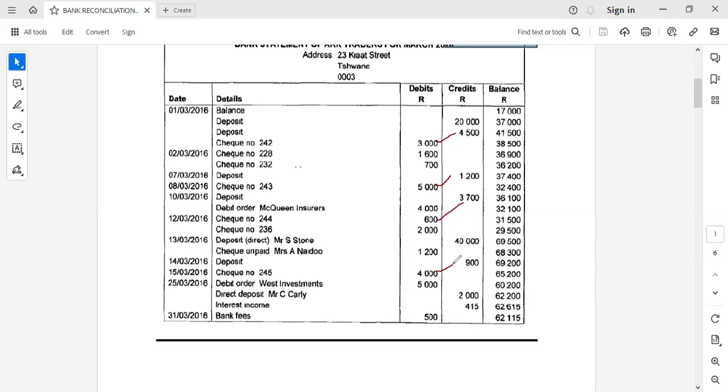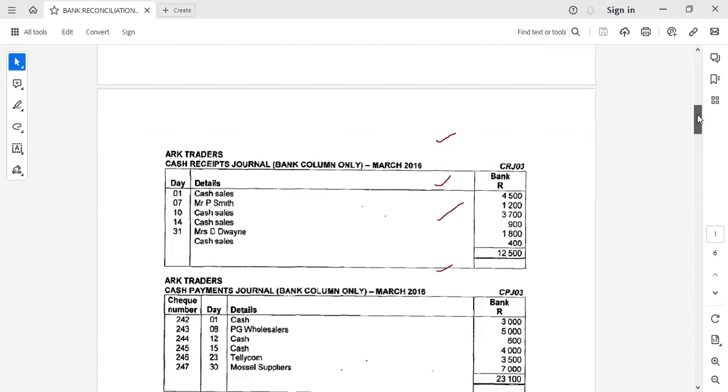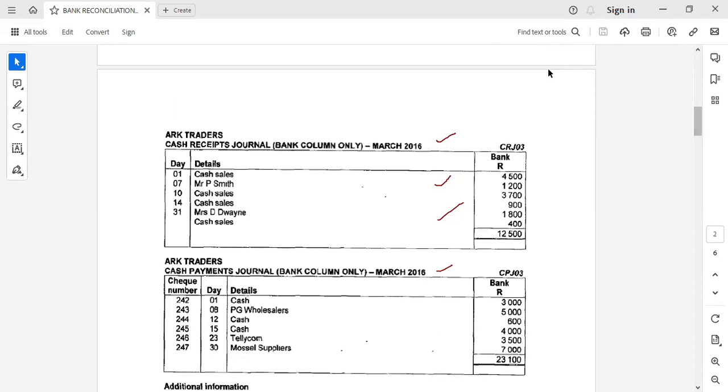We don't have 246 and 247. That means at the end of the day, these ones, we found them on the bank statement. Then these two will be outstanding checks. They will join that 240 from last month. So 246 and 247 will join that 240 from last month as outstanding checks.